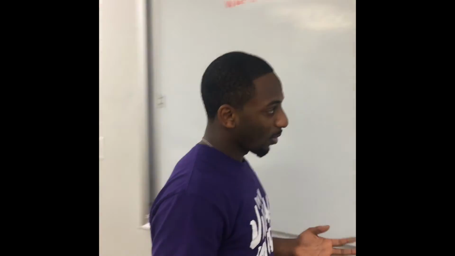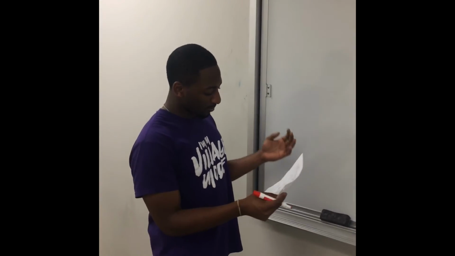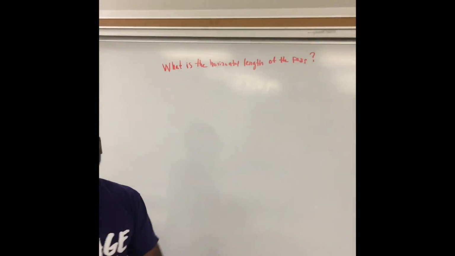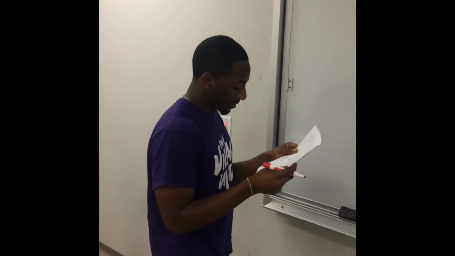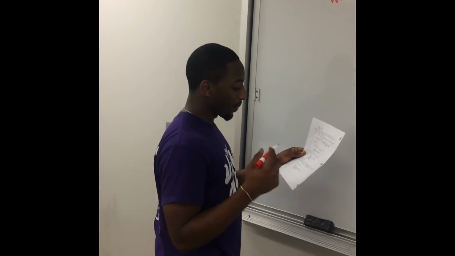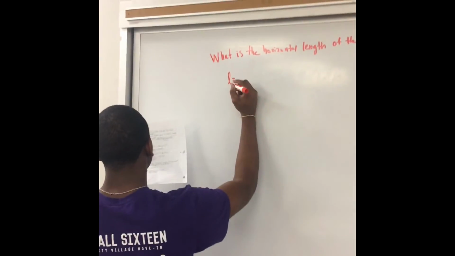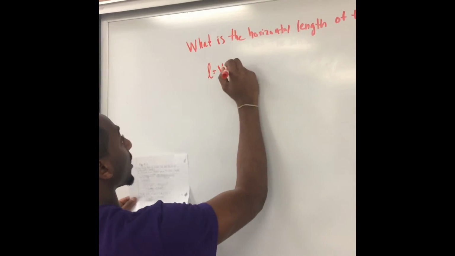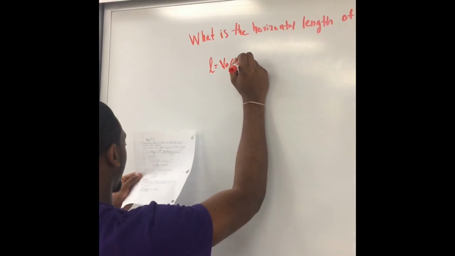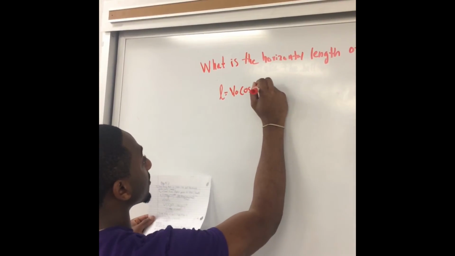And so now we went through part 1 and part 2. Now this is part 3. In part 3, we want to know the horizontal length of the pass when Matt Ryan threw it to Julio Jones for him to catch the pass. The formula is the length equals the initial velocity, also known as v naught, times the cosine of alpha times t, which is time.